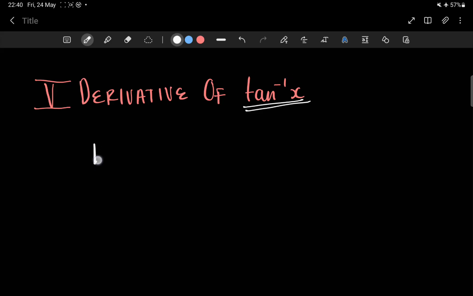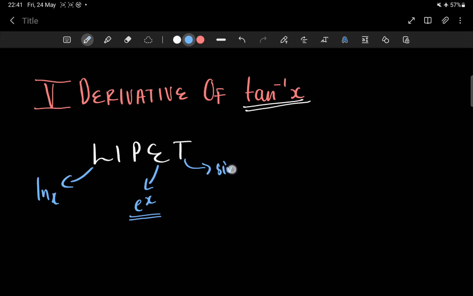Now, if you remember, in LIPET, what did we have? Logarithmic, inverse trig, polynomial, exponential, and trig. So far, we've seen all these guys. We've seen how to do exponential, which is e to the x, and e to the f of x. We've seen logarithmic, ln x. We've seen how to do that. Okay, we've seen trig: sine x, cos x, and tan x. Now we've seen polynomials.